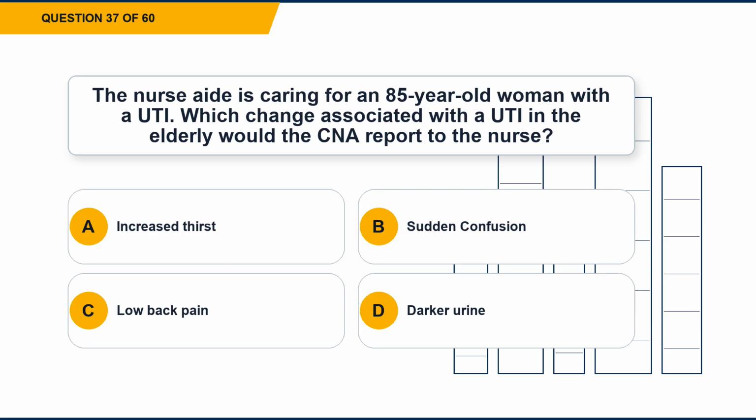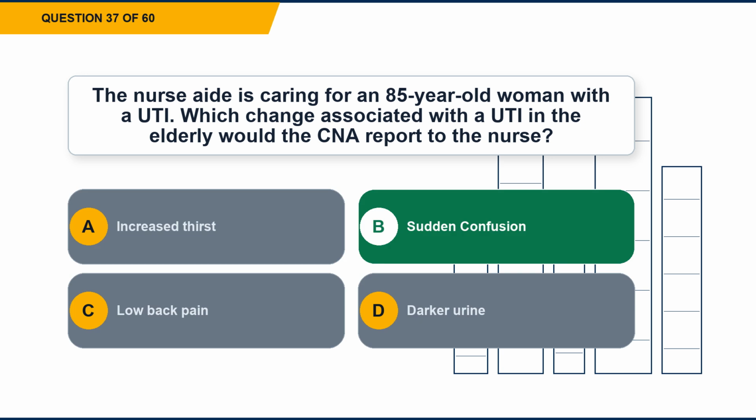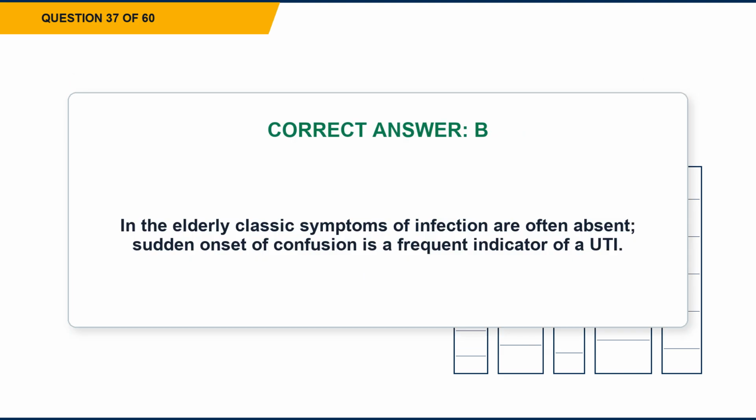Question 37. The nurse aide is caring for an 85-year-old woman with a UTI. Which change associated with a UTI in the elderly would the CNA report to the nurse? Option A. Increased thirst. Option B. Sudden confusion. Option C. Low back pain. Option D. Darker urine. The correct answer is option B. Sudden confusion. Explanation. In the elderly, classic symptoms of infection are often absent. Sudden onset of confusion is a frequent indicator of a UTI.